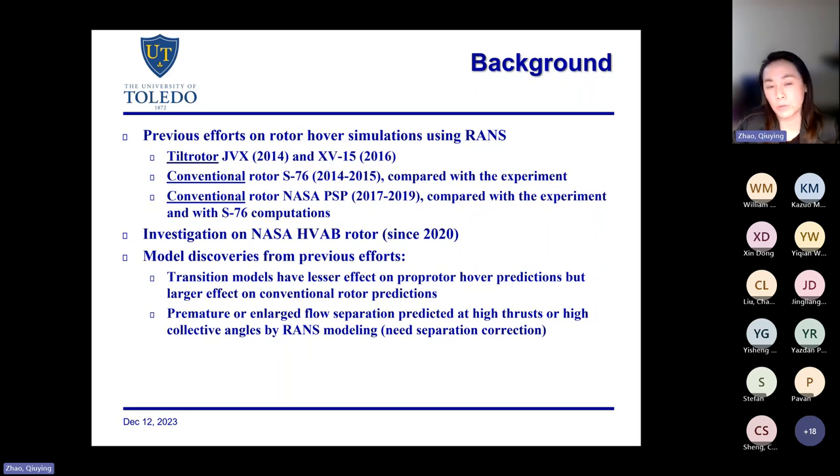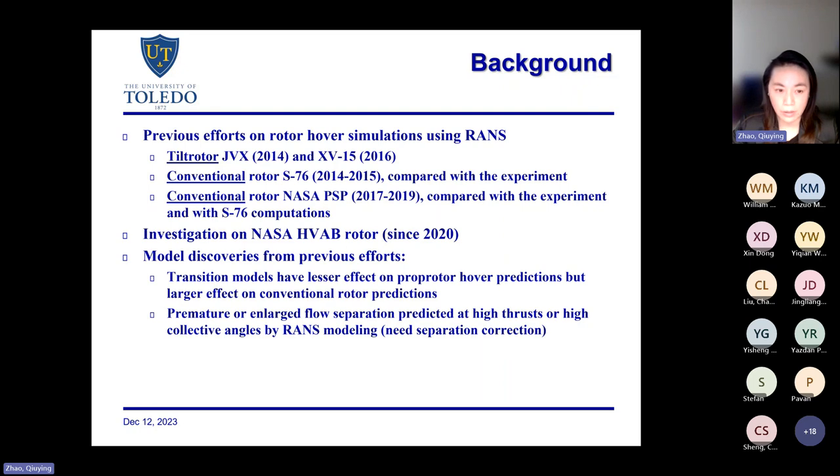For the conventional rotor, like the one I'm going to present results for in today's work, the rotor has long and less twisted blades. But for the tilt rotor, normally like JVX and XV15 rotors, they have relatively short and highly twisted rotor blades. That is the main difference between the tilt rotor and the conventional rotors.